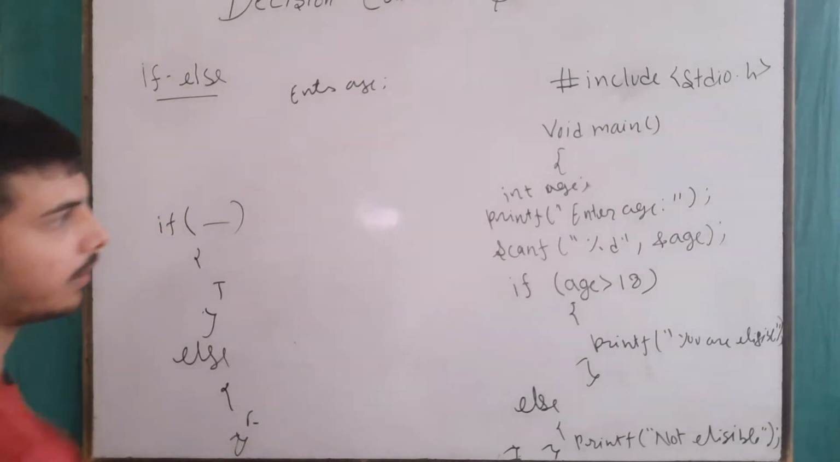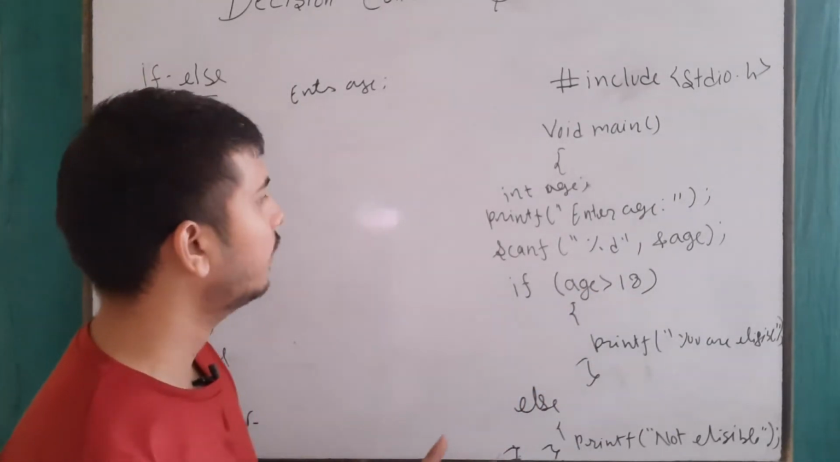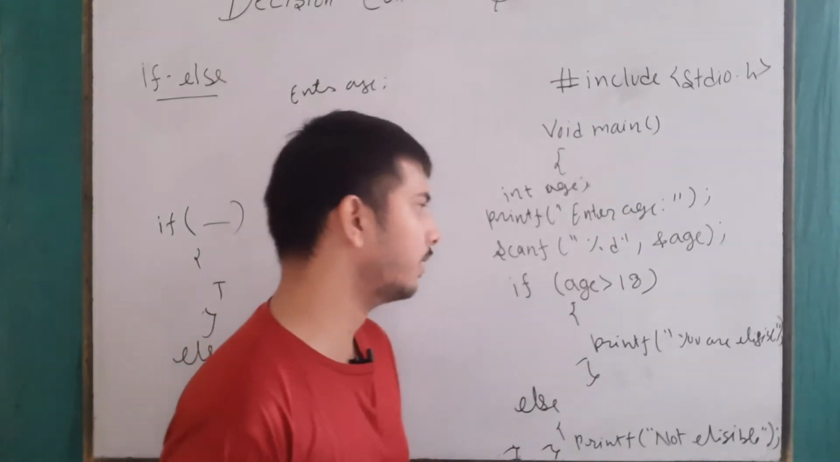For example, here I am writing that age is greater than 18. If age is greater than 18, I am writing here, you are eligible.